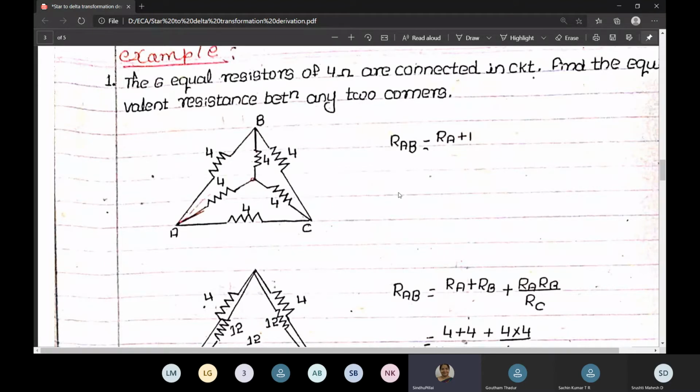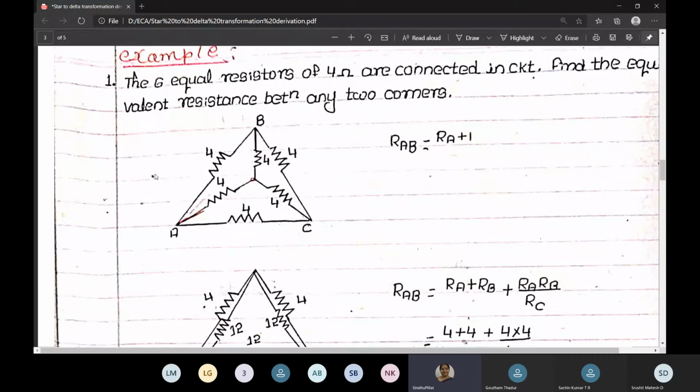So how to solve this problem is, whenever you solve a star to delta transformation, first you have to see whether there are any series connections. Series connections means the same current should flow through two resistors. It is not the case here. It is split here. From point A there are 3 branches. From point B also 3 branches. From point C also 3 branches. So current is split here. Same current is not flowing. So there is no series connection here.